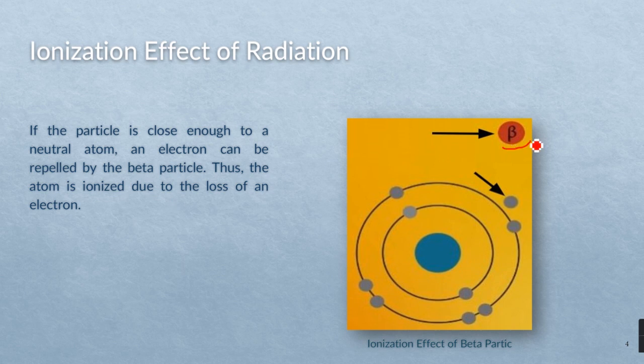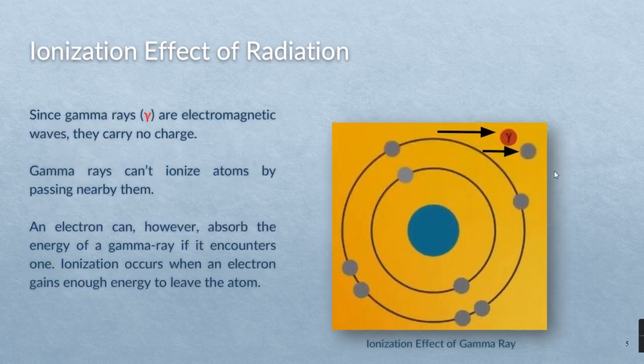Beta particles, we know them as negatively charged, and because they are negatively charged, if they pass by an electron in the outer shell, they can repel that electron, and then by repulsion the atom will lose one electron and then it will become ionized.